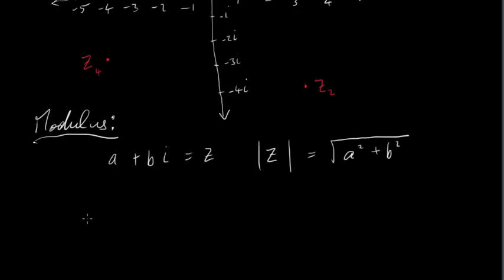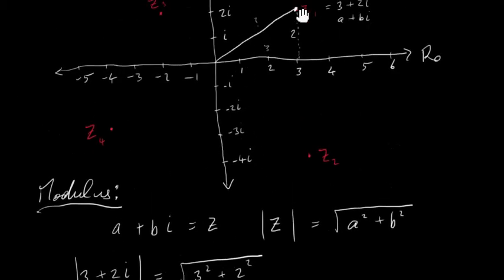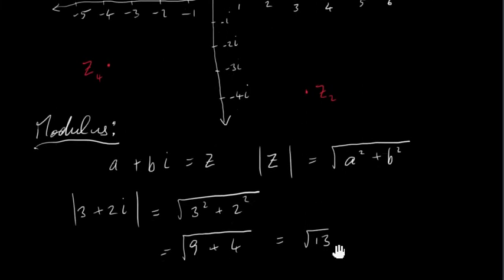Let's see, it was 3 plus 2i. We want the modulus of that. That's going to give us the square root of 3 squared plus 2 squared, which is 9 plus 4, 13. So it's the square root of 13. So the distance between the origin and our complex number z1 is simply the square root of 13 units. So that's the modulus, just the square root of a squared plus b squared.